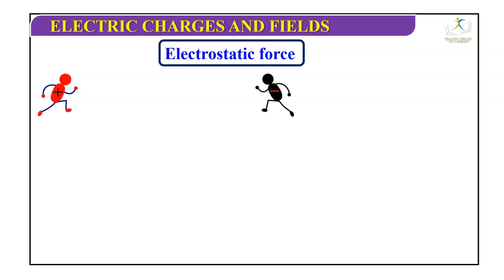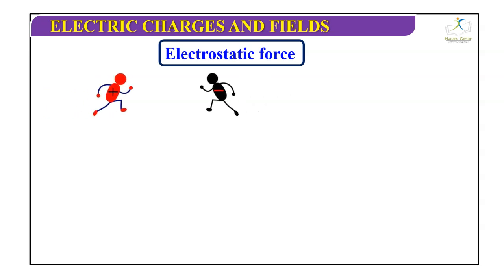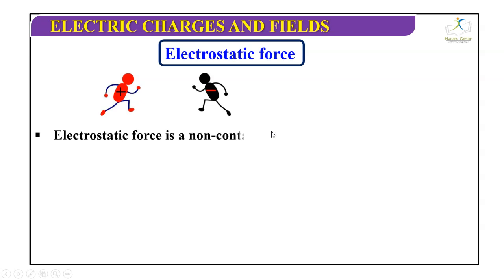Okay, so if I'm talking about the electrostatic force, we have basically two different kinds of charges. One is positive, another one is negative. As we know from earlier knowledge, they attract each other. So we can say that electrostatic force is a non-contact force, because at a particular distance they will start to attract and start to repel each other.